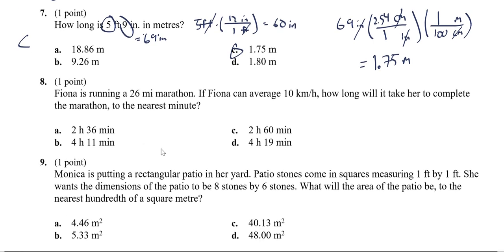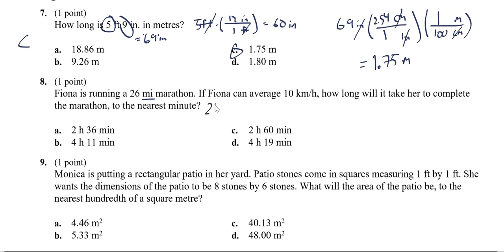Question 8, Fiona is running a 26-mile marathon. Fiona can average 10 kilometers per hour. How long will it take her to complete this marathon to the nearest minute? So we either convert the miles to kilometers and then compare it against her speed, or we convert her speed in kilometers an hour into miles per hour. It doesn't really matter which one. I'm going to convert miles into kilometers.